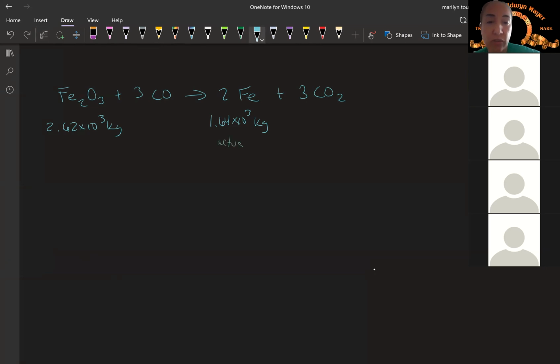So I'm just going to go ahead and put that there. That is actual yield. Okay, so 1.64 times 10 to the third kilograms of iron are obtained from a 2.62 times 10 to the third kilogram sample of Fe2O3. Assuming that the reaction goes to completion, what is the percent purity of Fe2O3 in the original sample?